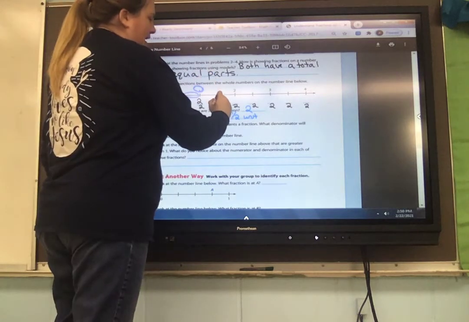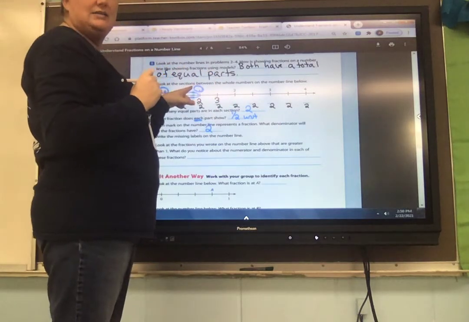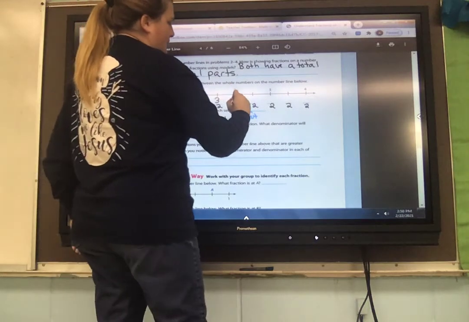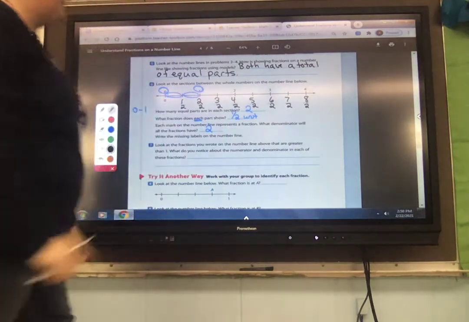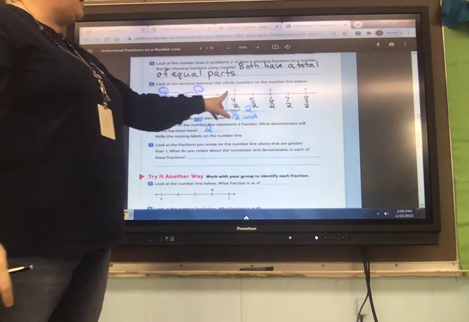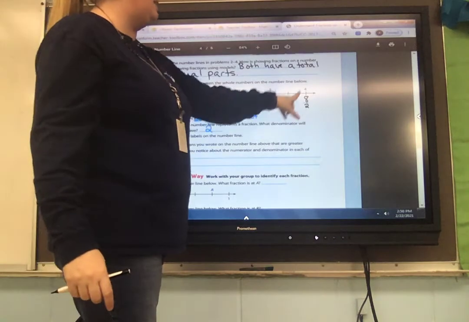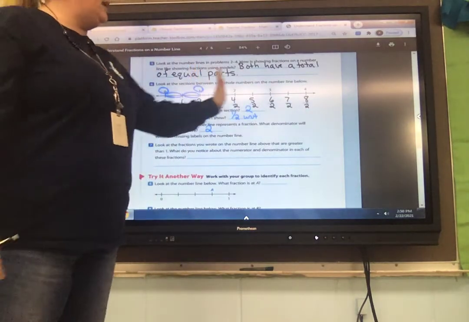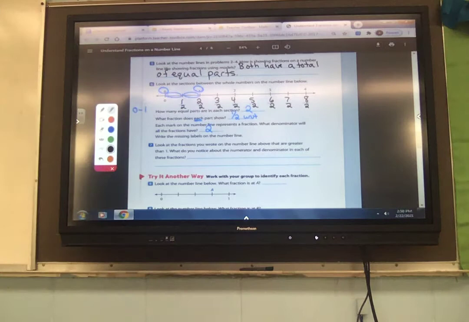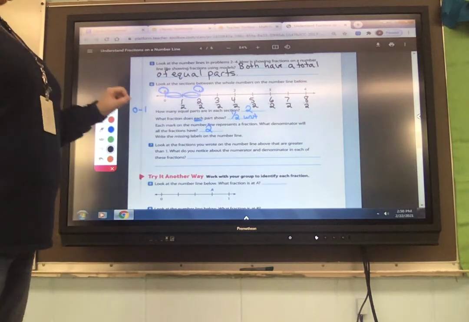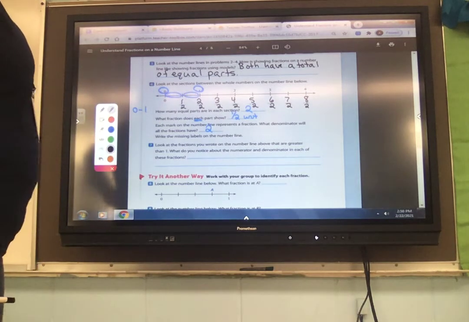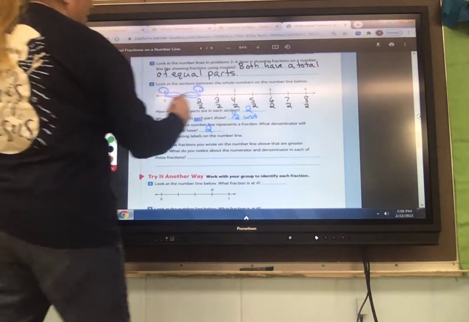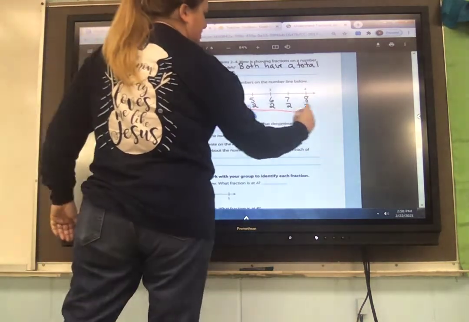Third line, now it's improper because we've passed our whole number 1. 4, 5, 6, 7, and 8. 1 half, 2 halves, 3 halves, 4 halves, 5 halves, 6 halves, 7 halves, and 8 halves. From 1 down, they are improper because we have gone past our whole number 1. Number 7 is going to ask you about that. Look at the fractions you wrote on the number line above that are greater than 1. So they want us to look at all of these fractions that are greater than 1.